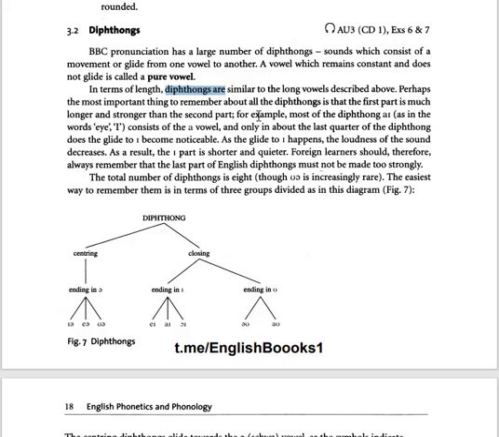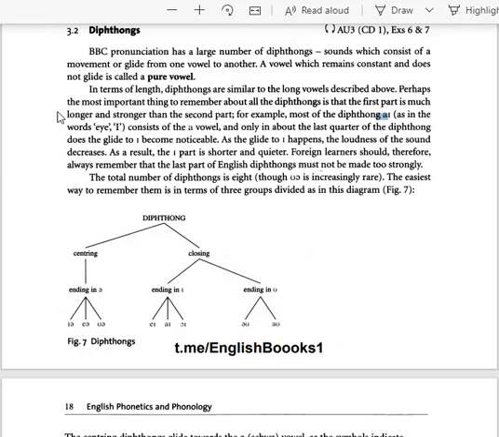For example, most of the diphthong I, as in the word I or the pronoun I, consists of a vowel, and only in about the last quarter of the diphthong does the glide to short E become noticeable. As the glide to short E happens, the loudness of the sound decreases.